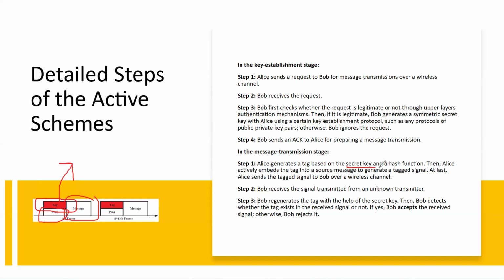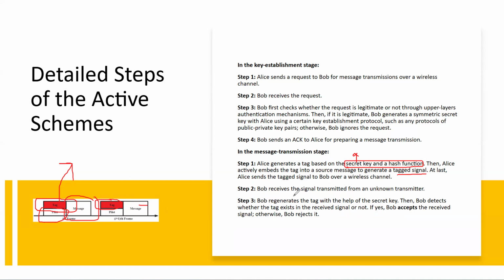This secret key can be an upper layer secret key or a lower layer physical secret key, which can be generated from the wireless channel, and the hash function ensures the integrity of the message and makes sure the output length is always the same. Then Alice actively embeds the tag into a source message to generate a tagged signal. So a signal message with this tag, with this red part, is called a tagged signal. At last, Alice sends the tagged signal to Bob over a wireless channel.